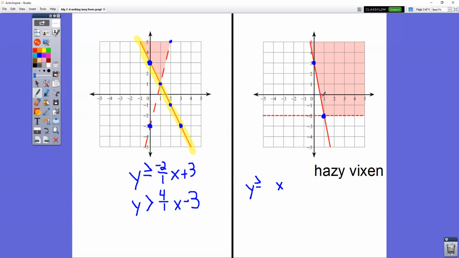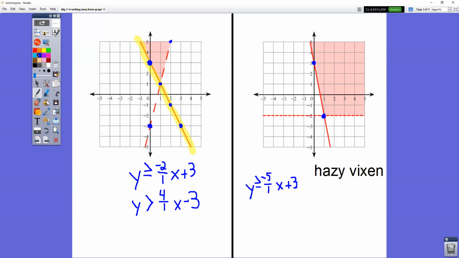So how do I get from this dot to this dot? I'm going down 1, 2, 3, 4, 5 over 1. Down 5 over 1 would be negative 5 or negative 5 over 1. Where does the line cross the y-axis? It crosses it right here at 0, 3. So I'm going to have a plus 3.